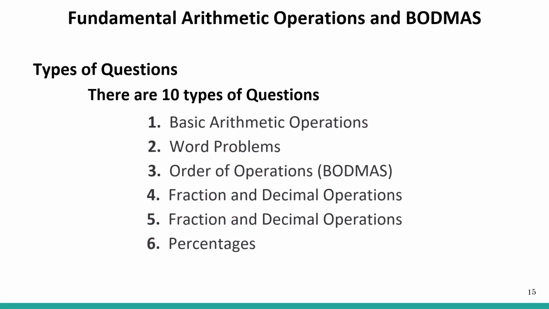Now let's see the types of questions asked in various competitive exams regarding the topic of fundamental arithmetic operations and BODMAS. The first kind is basic arithmetic operations. Some of them we have already seen and we will see some others also. The second type is word problems. The third type is order of operations, which will involve all the set of rules that we have just studied. Then we are left with fraction and decimal operations. There will be some questions on them too.